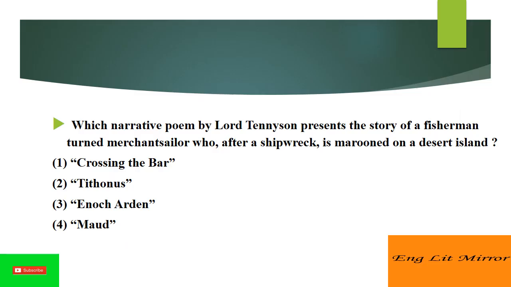Which narrative poem by Lord Tennyson presents the story of a fisherman turned merchant sailor who, after a shipwreck, is marooned on a desert island? Answer is option 3. Enoch Arden.